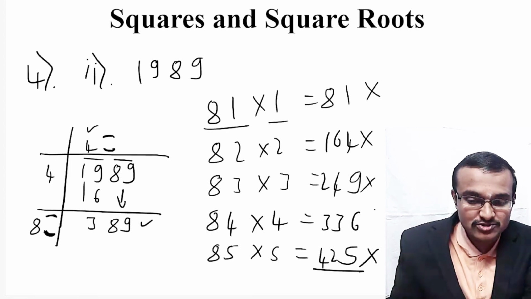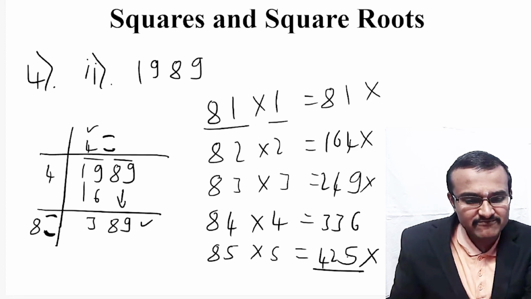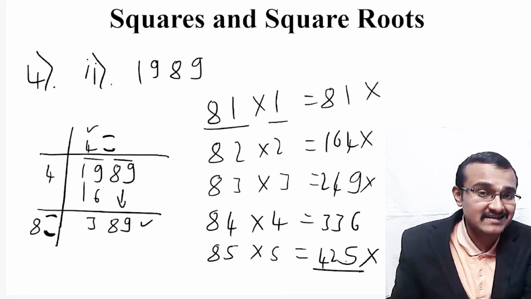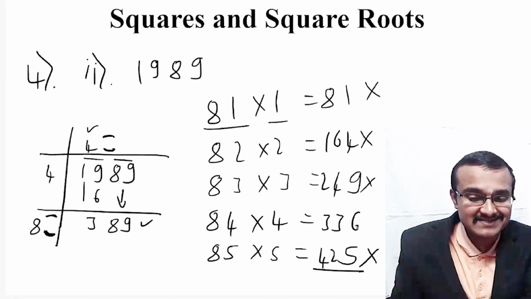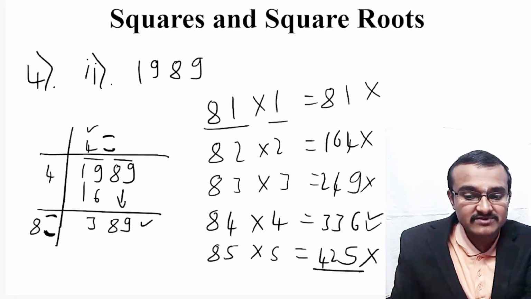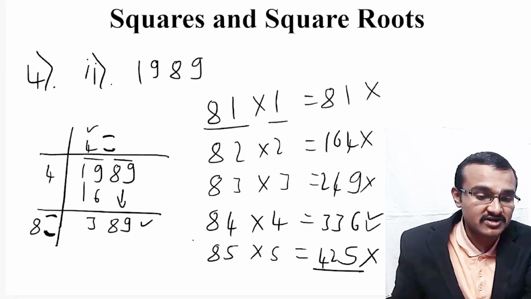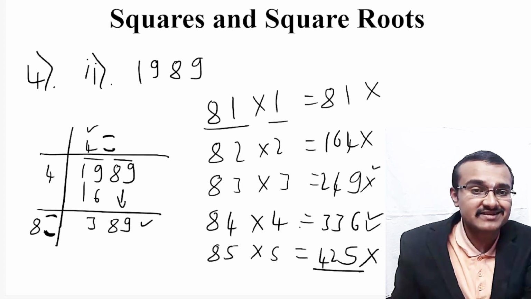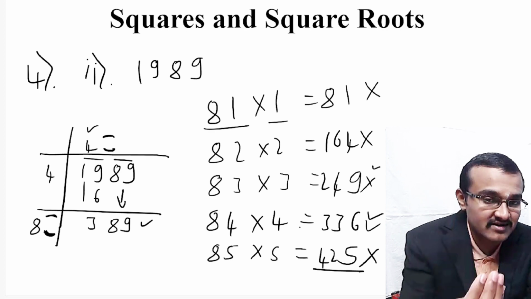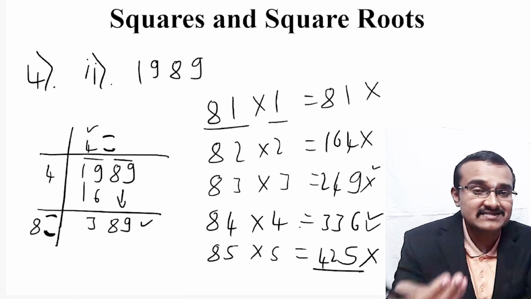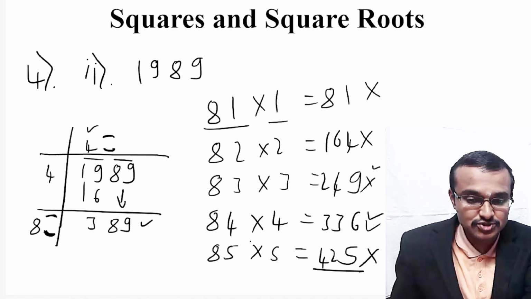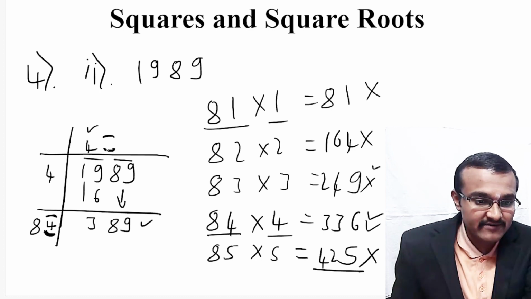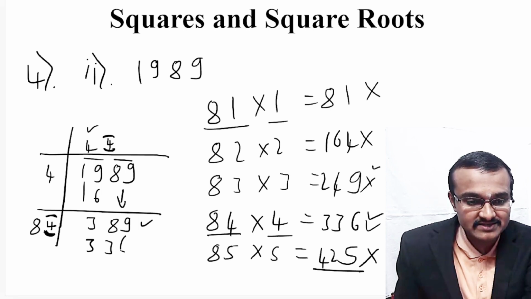So here 425 is not near. 425 is near to 389, but it is greater than 389. So less than 389, it is 336, which is actually near to this particular 389, because if you compare 249 and 336, 336 is much nearer to 389 and it is less than 389. So you should take this particular 84 into 4. So just put 4 here and 4 here. So 84 into 4 will be 336.